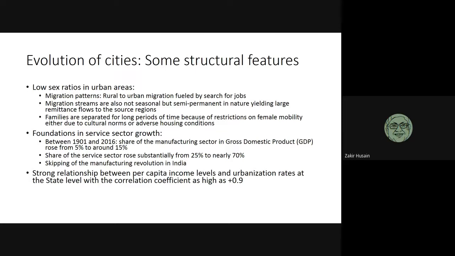The third structural feature of Indian urbanization is that there's a very strong relation between development of the state and urbanization rate. The correlation coefficient is almost 90%. So those states which have grown very fast economically have also experienced urbanization.